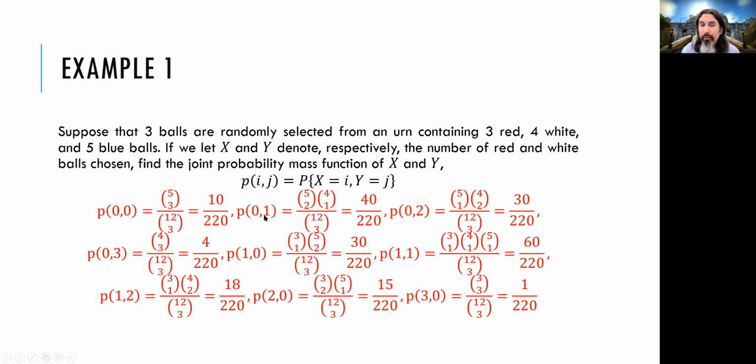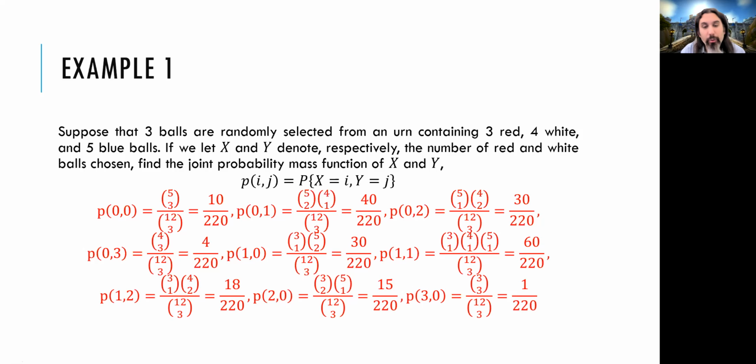So for 0 and 1, this means that we don't pick any red balls but just 1 white ball and 2 blue balls. So this is going to be 5 choose 2 for the blue balls and 4 choose 1 for the white ball out of 12 choose 3 for the whole sample space. So it's 40 over 220. And this goes on like this. Now, when we calculate everything, I think we are missing 2, 1. Yes, there should be P(2,1) as well, but still we're going to be calculating them in the next page anyway.